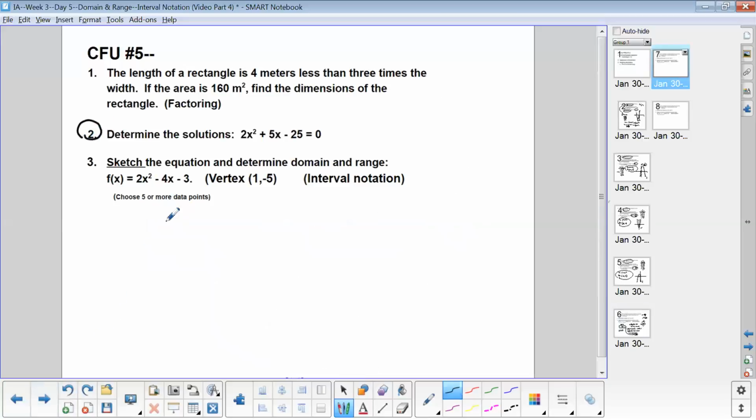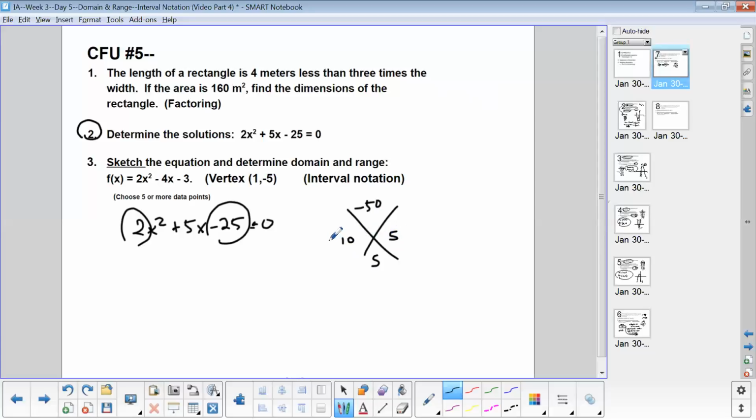Number 2, you want to determine the solutions. So 2x squared plus 5x minus 25. I cannot factor a 2 out of each of the terms, so I'm looking for a times c, and that would be negative 50, and it's got to add to give me 5. So 2 factors of 50 that add to give you 5 look like it's going to be 10 and 5. This will need to be positive, and this one would need to be negative. So there's my sum to 5, but my product to negative 50.